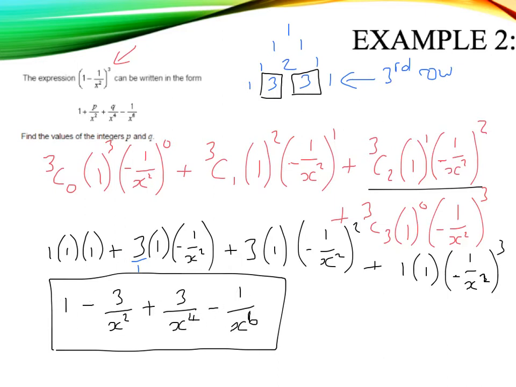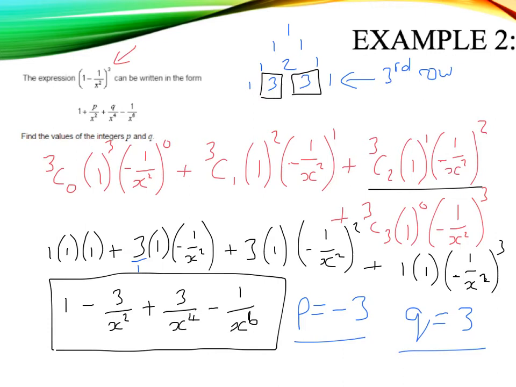What we need to think about are what the values of the integers p and q could be to make this look like this. Well, I've got a negative value here, so I can comfortably say that p is minus 3. Let's look at the next term for q. Mine's a plus, this is 3, so q is positive 3. So here are my values for p and q.